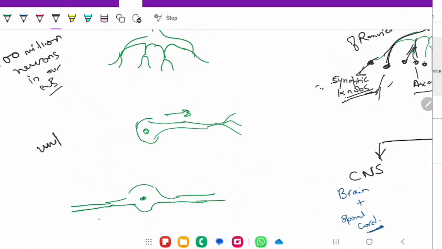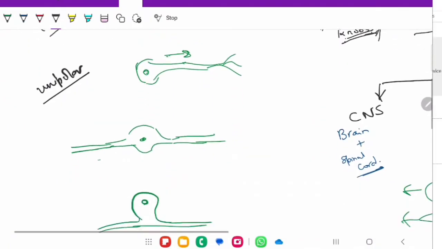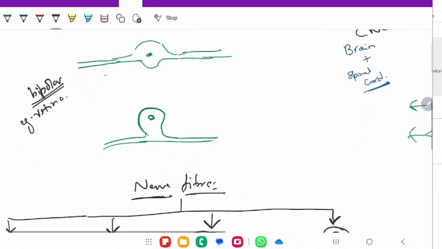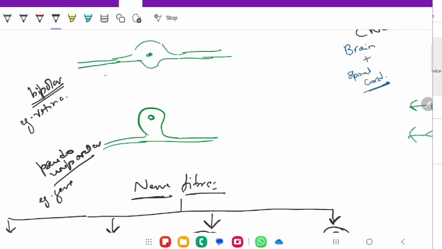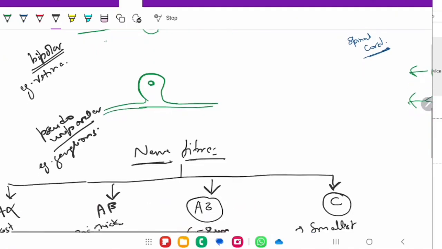Moving forward, there are different kinds of neuron. This one is known as a unipolar neuron. This is known as a bipolar neuron. A classical example of a bipolar neuron is the retina. Then we have something known as pseudo-unipolar neurons, which are commonly found in ganglions. Now there are different kinds of nerve fibers.